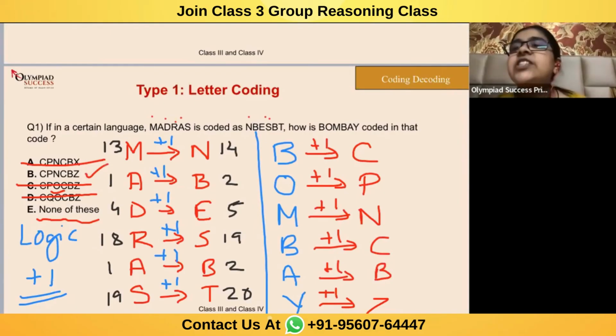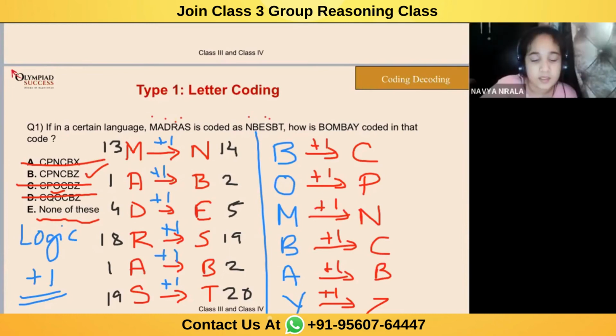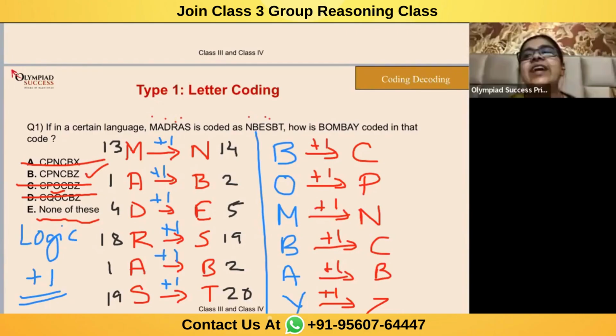I explained the question. Now if Navya and Atharva are having a doubt, please let me know. Navya, is it clear or you need some help? It's clear. Okay, thank you. Atharva also unraised his hand. That means clear.